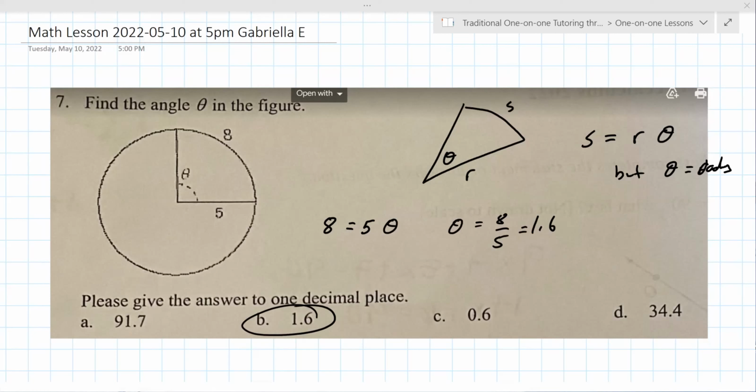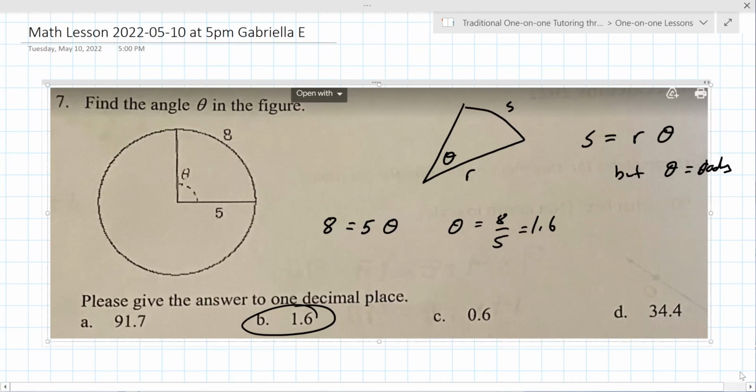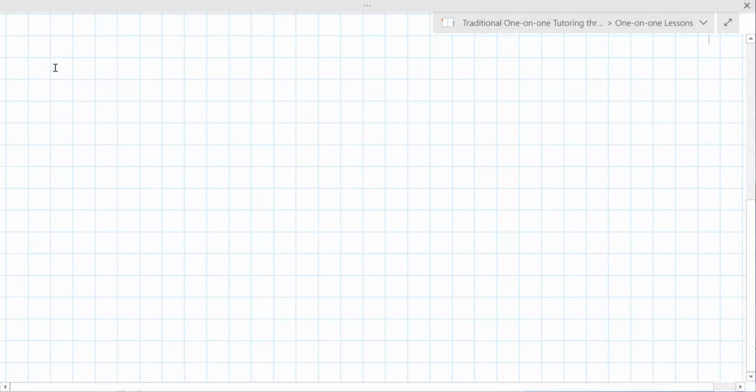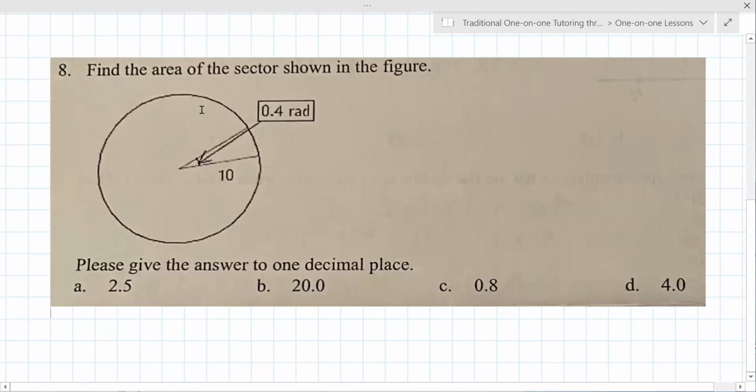All right, so next question, of course, is to find the area of the sector. Let me get that snipped in. It's a very, very similar formula, related formula. Okay, find the area of the sector. So the pizza slice, okay? So the area of a circle is pi r squared, okay? Oh, they're using this one, okay.